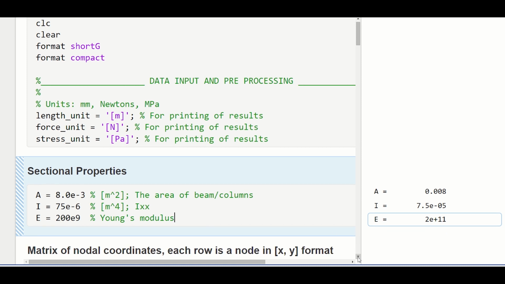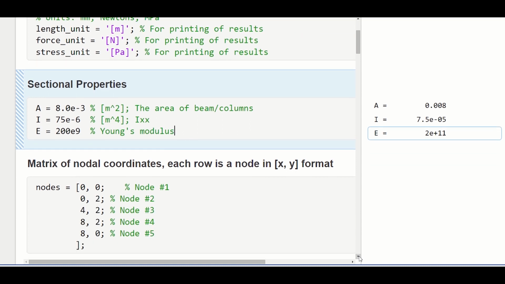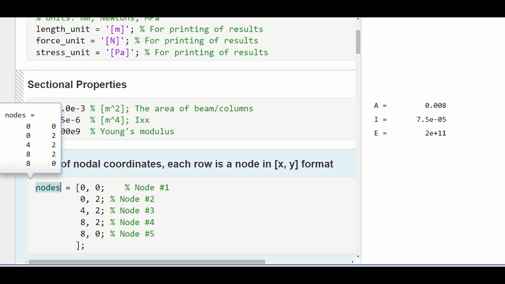And then I moved on to type a matrix of nodal coordinates. Each row of my matrix is given in x, y format. So I completed a matrix called nodes. I added your first node 0, 0, your second node 0, 2, your third node 4, 2, your fourth node 8, 2, and your fifth node 8, 0. So pretty much you're typing in the coordinates of each node.